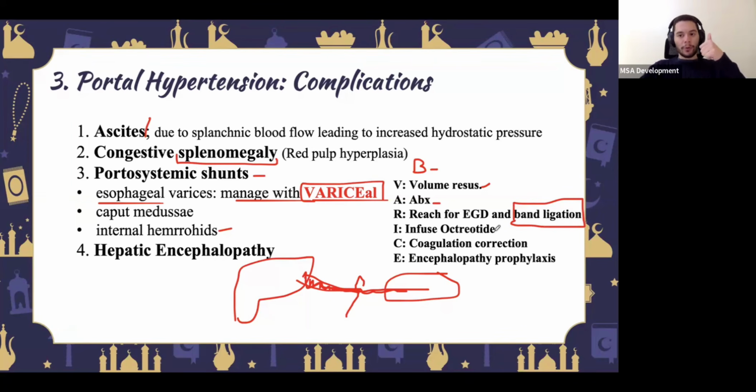Then you infuse octreotide, which is a somatostatin analog, and it causes vasoconstriction, so it reduces your portal hypertension complications. Then you have coagulation correction. So again, because there is bleeding, you need to prevent the bleeding. Finally, encephalopathy prophylaxis, and we're going to take a look at hepatic encephalopathy and why it happens essentially.